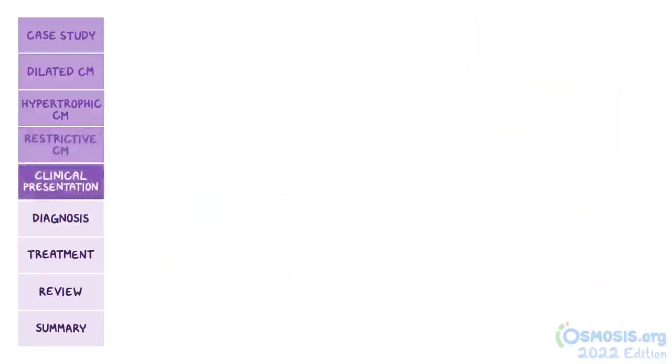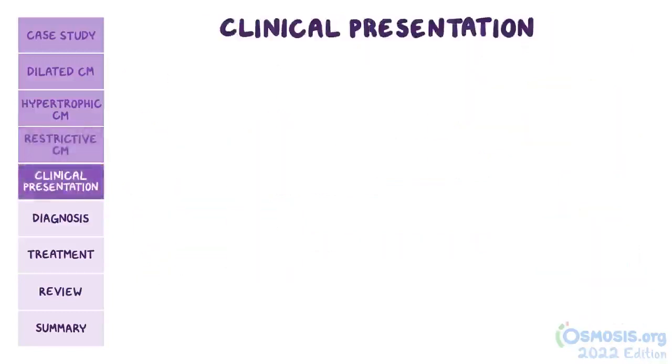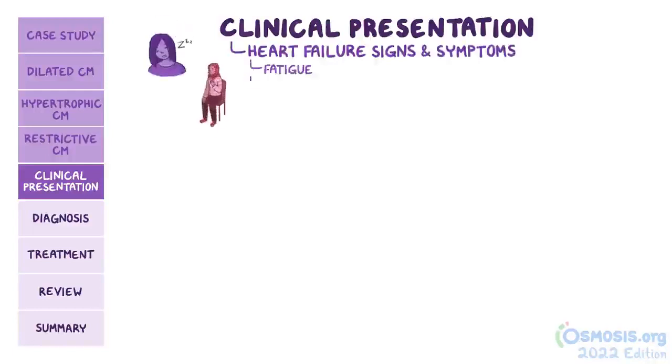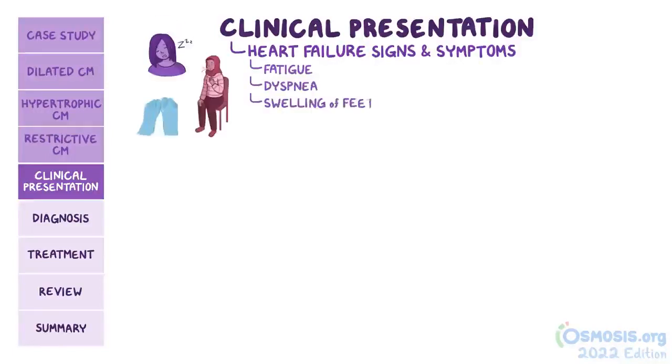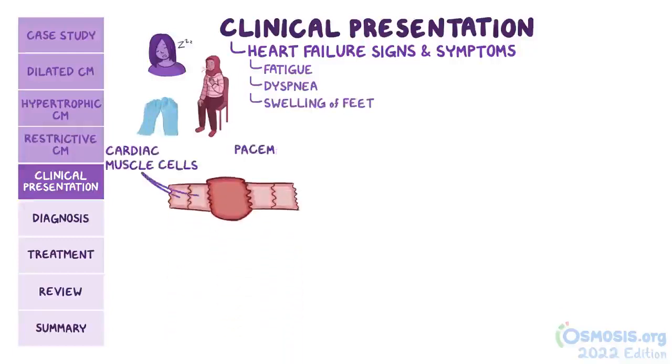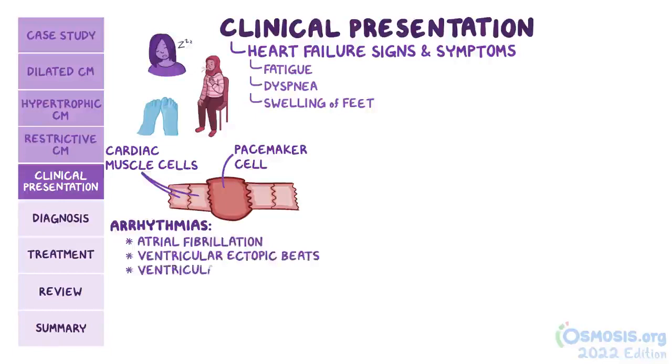Alright, now regarding clinical presentation. In all three types of cardiomyopathy, over time, the heart may be unable to do its job effectively, leading to heart failure signs and symptoms like fatigue, dyspnea, and swelling of the feet. And because cardiomyopathies affect the cardiac muscle as well as the pacemaker cells that run through the cardiac muscle, they can lead to arrhythmias like atrial fibrillation, ventricular ectopic beats, ventricular tachycardia, or fibrillation, and atrioventricular block.